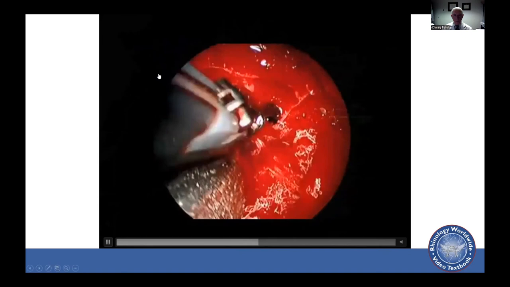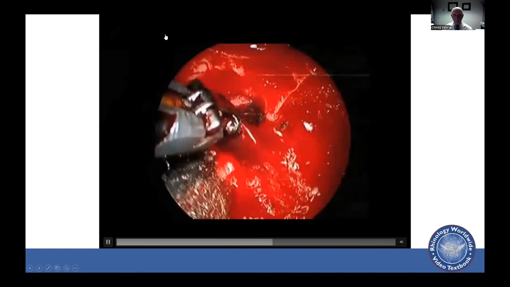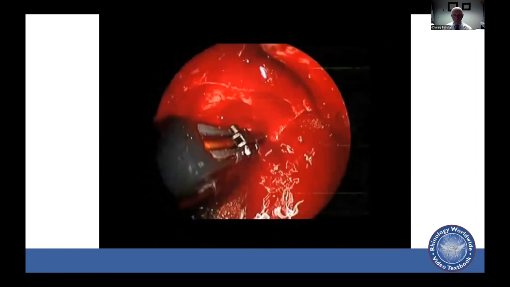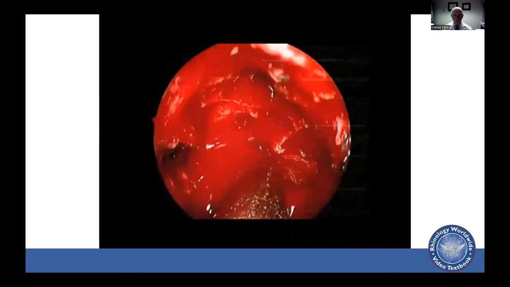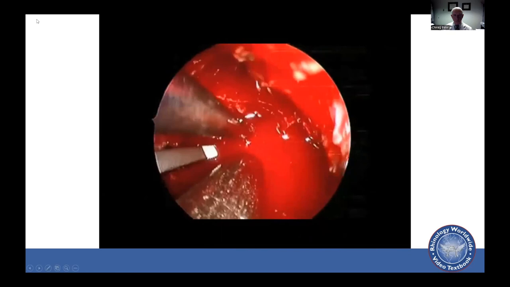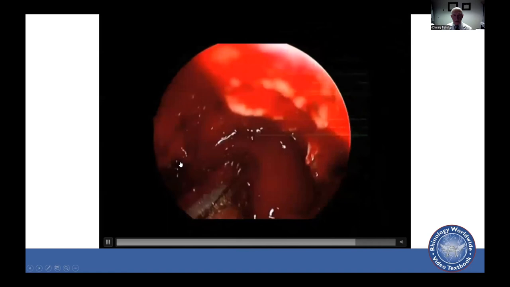Can be vigorous. So you see they can actually clamp it. And now a Surgicel will be put into place. There you go. And then this is packed over, and then consideration for further therapies is something that has to be done.